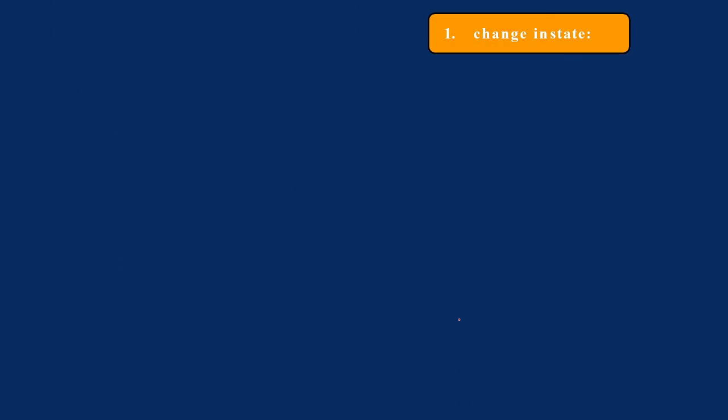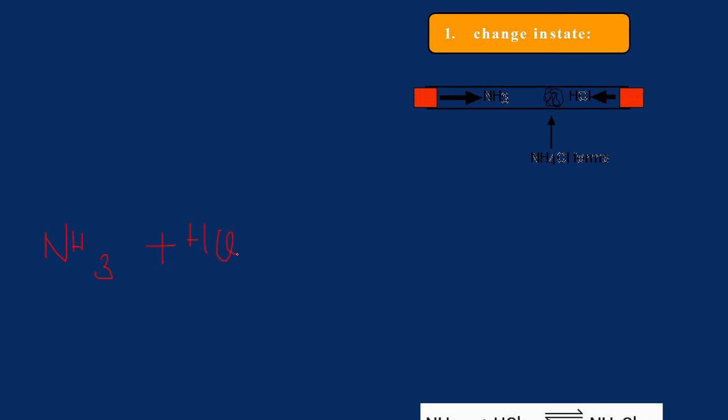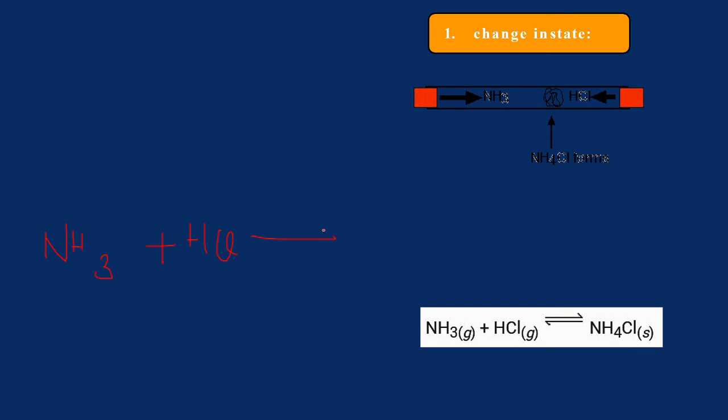Next, change in state. For example, you can see NH3 and HCl. So we can tell that right by writing NH3 here plus HCl will give you NH4Cl. So we all know NH3 is ammonia and HCl is hydrochloric acid.